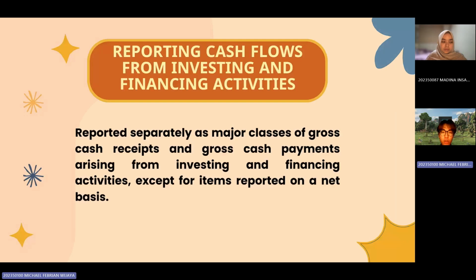Okay, the next one is reporting cash flows from investing and financing activities. It is reported separately as major classes of gross cash receipts and gross cash payments arising from investing and financing activities, except for items reported on a net basis. Gross reporting provides more detailed information, while net reporting is permitted only in limited cases where turnover is quick, amounts are large, and maturities are short-term.